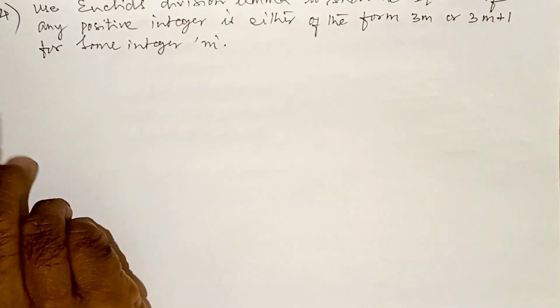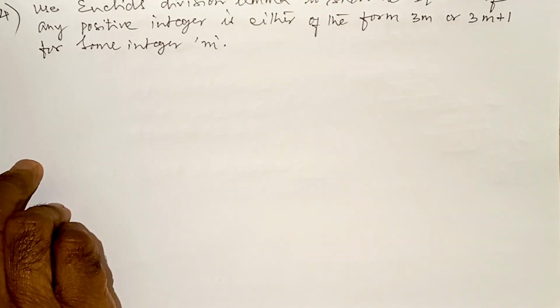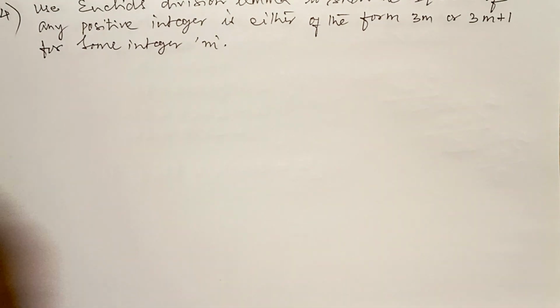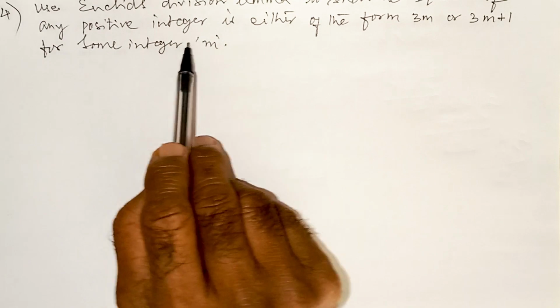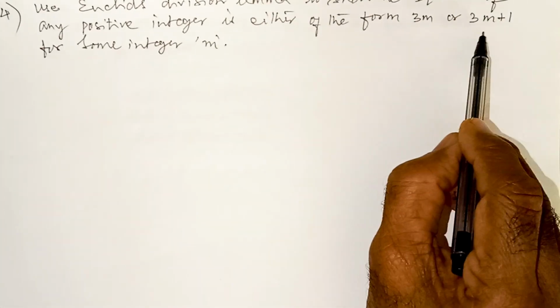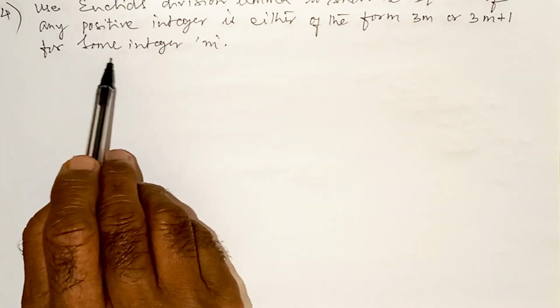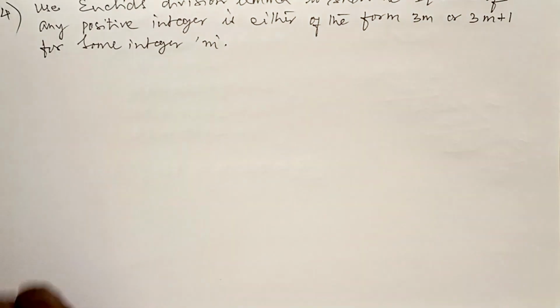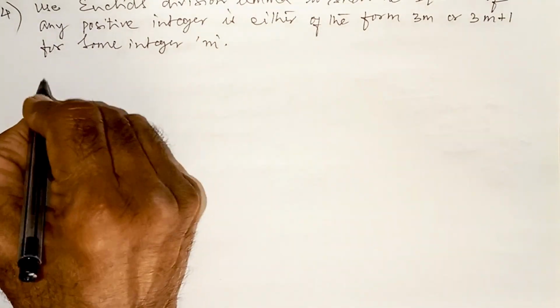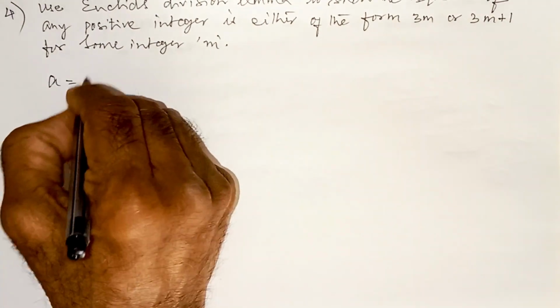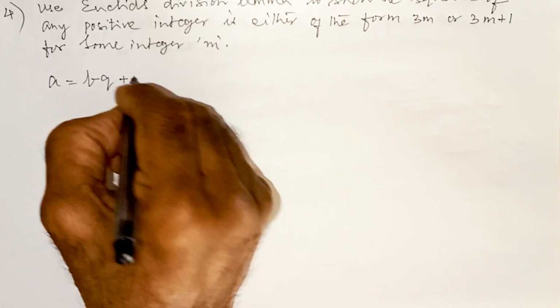Now, let us start with the fourth question, which says: use Euclid's division lemma to show the square of any positive integer is either of the form 3m or 3m plus 1 for some integer m. See, Euclid's division lemma says a is equal to bq plus r.